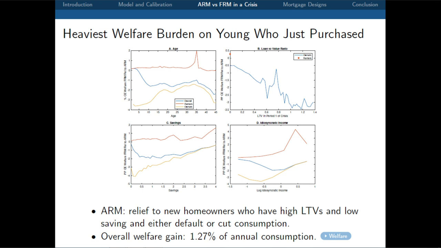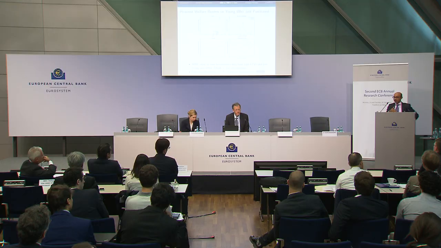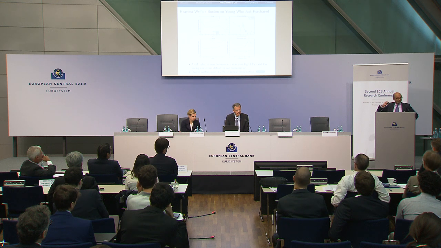All right. As I said, the big benefit here is really coming from young homeowners, and you can see this up in this top panel here. In the top panel, I'm graphing by age the welfare benefit of the switch from the fixed rate mortgage to the adjustable rate mortgage. The welfare benefit here is computed as: suppose you're in 2007, going into the crisis, and I was to ask you, how much would you pay in an annual consumption benefit to go into the adjustable rate mortgage for the rest of your life? That's the number I'm computing.